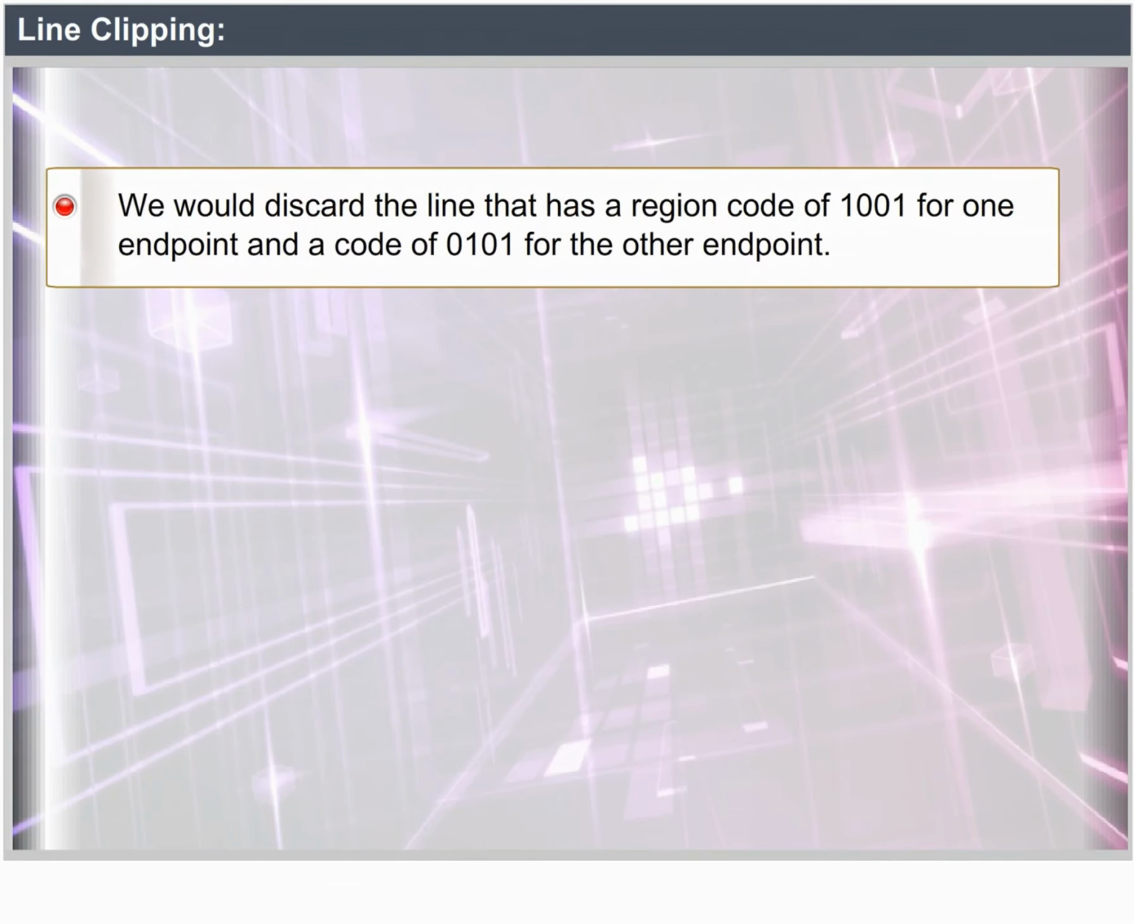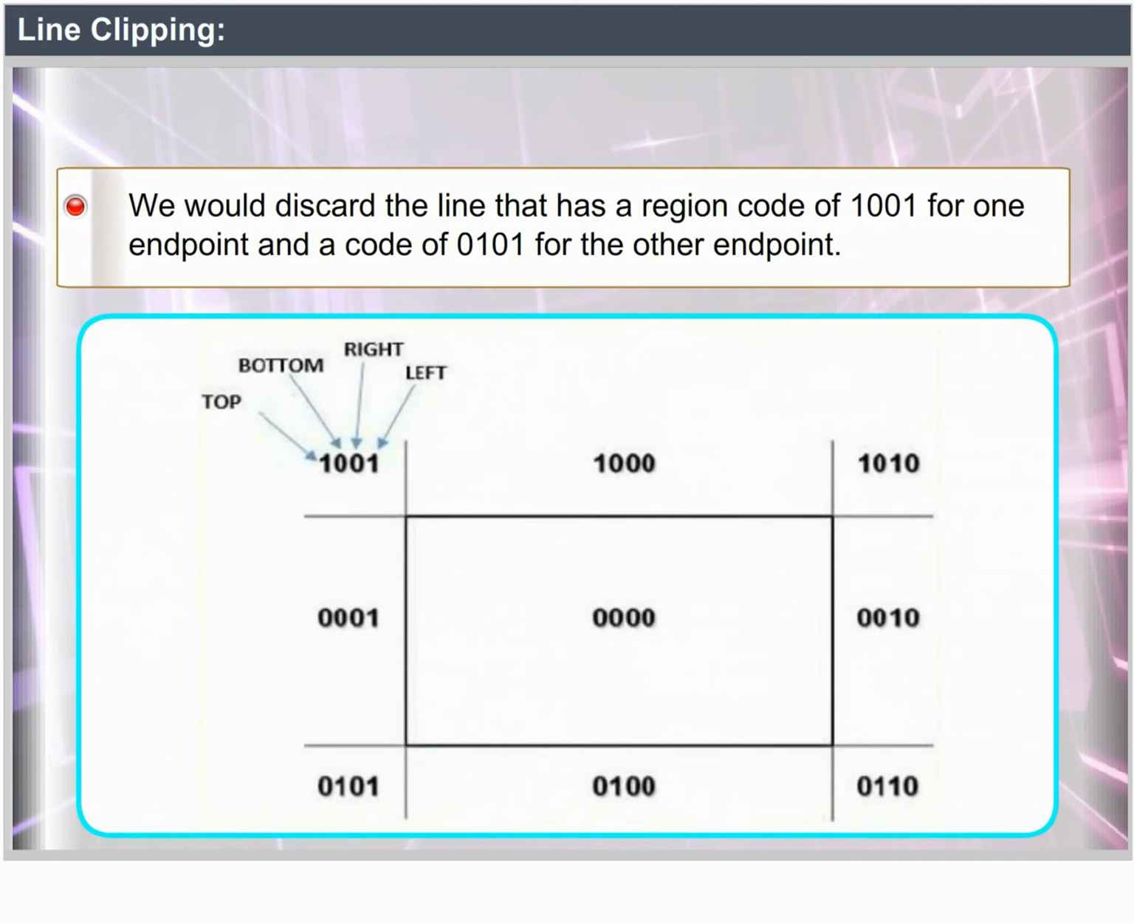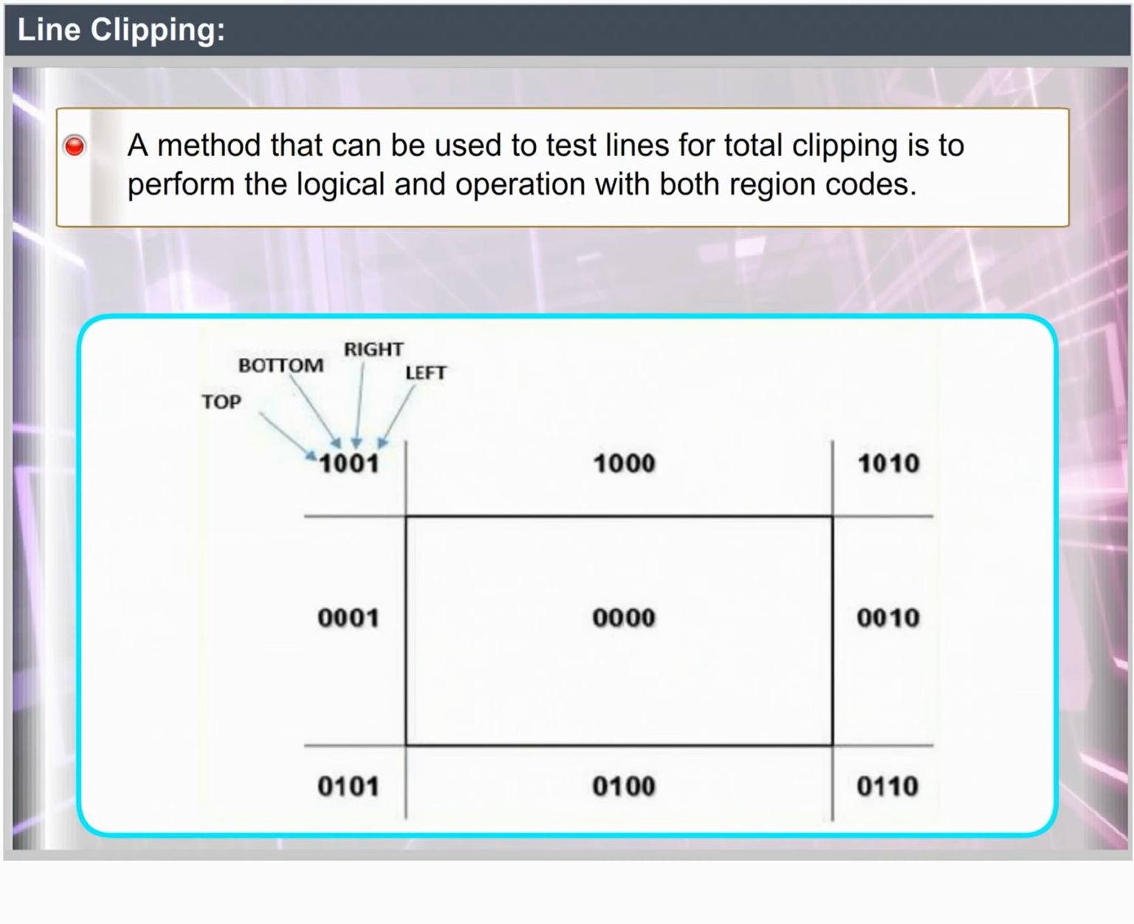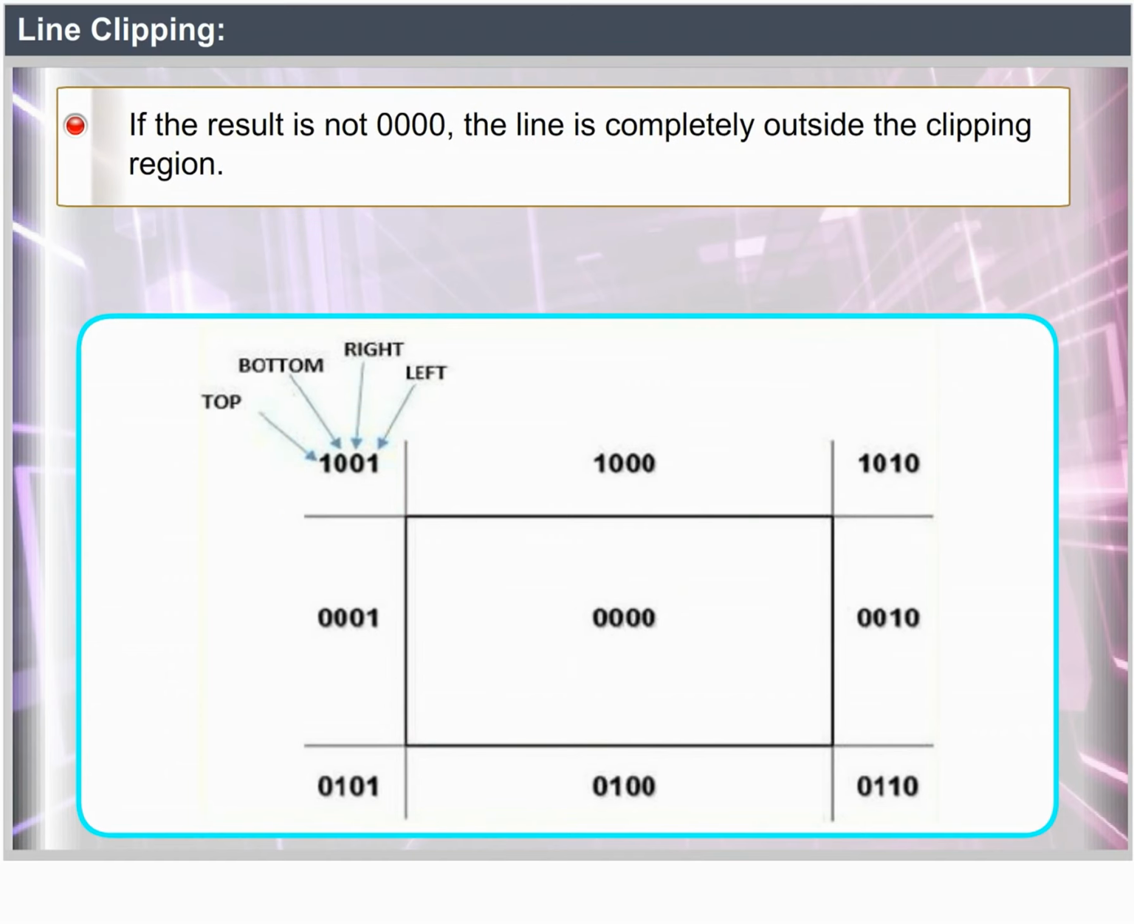We would discard the line that has a region code of 1001 for one endpoint and a code of 0101 for the other endpoint. Both endpoints of this line are left of the clipping rectangle, as indicated by the 1 in the first bit position of each region code. A method that can be used to test lines for total clipping is to perform the logical AND operation with both region codes. If the result is not 0000, the line is completely outside the clipping region.